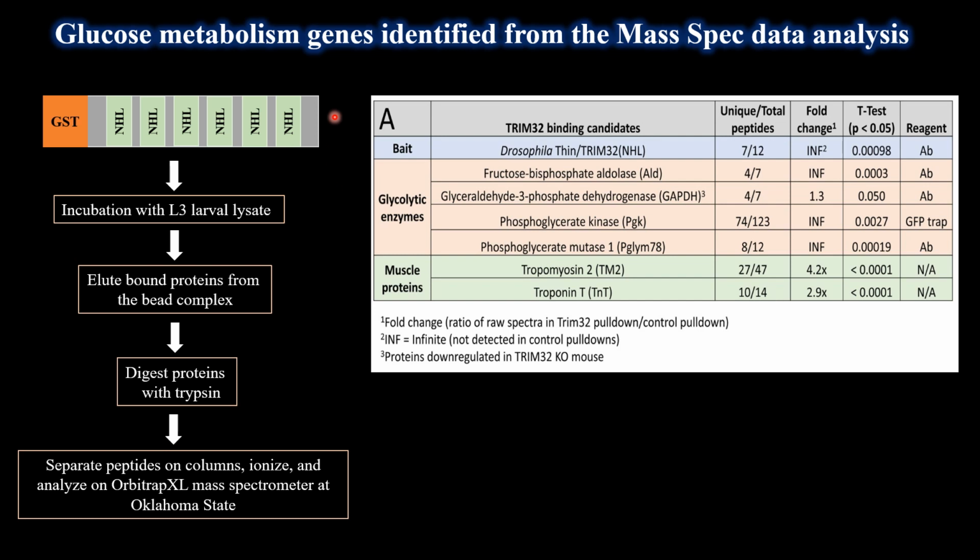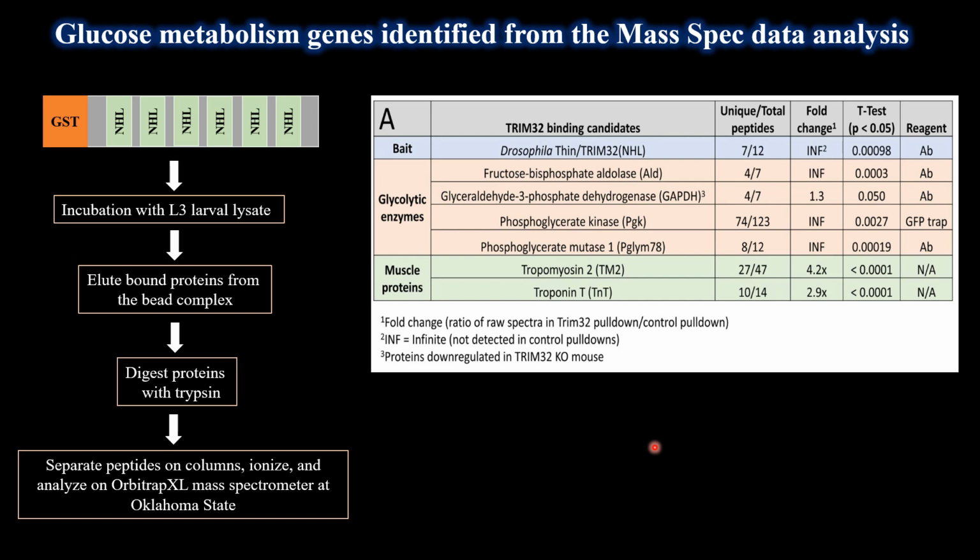This is the table that summarizes the result we got back after our mass spec analysis. The very first thing we wanted to check, to make sure our experiment was a success, was whether we were able to recover our bait protein. So yes, the bait protein, which is TRIM32 NHL, was present only in the experiment but not in the control. To our surprise, we also found some glycolytic enzymes enriched in the experiment as compared to the control, and a few of them were not present in the control at all.